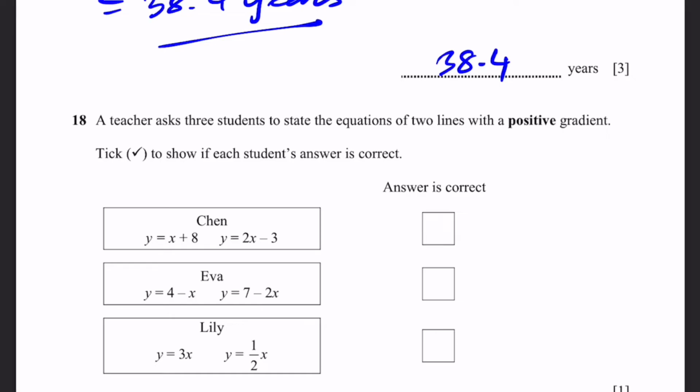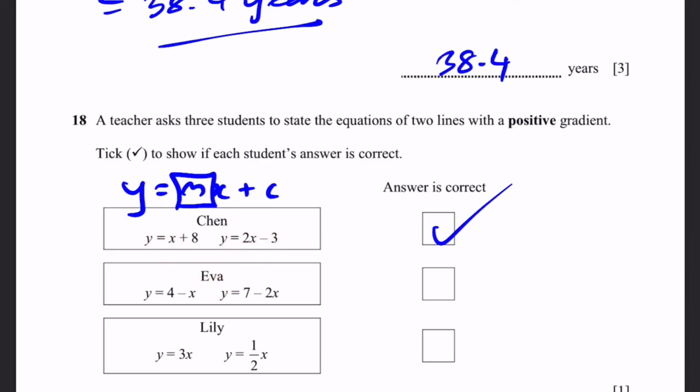For Tim, y equals x plus 8 and y equals 2x minus 3. We can see that the coefficient of x over here is 1, that's positive. The coefficient of x here is 2, that's also positive. So both gradients are positive, that's correct. The general formula for a line is y equals mx plus c, and in this case, m is the gradient which we need to have positive, and that's the coefficient of x. If the coefficient of x is positive in both, then the answer is correct.